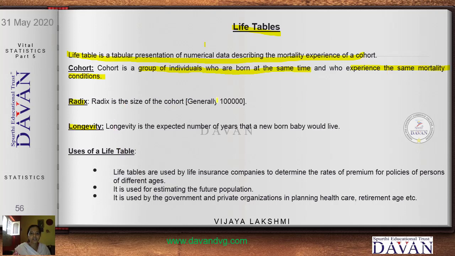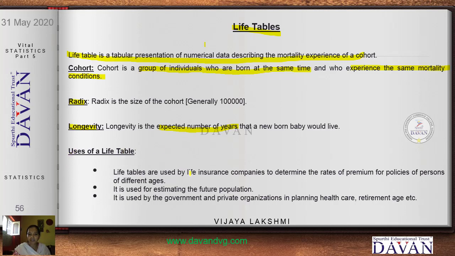Now we have a term called radix. It is the size of the cohort. Generally it is 1 lakh, and longevity is the expected number of years that a newborn baby would live. It can be up to 50 years, 70 years or 80 years. It depends. Now why exactly do we make use of these life tables?